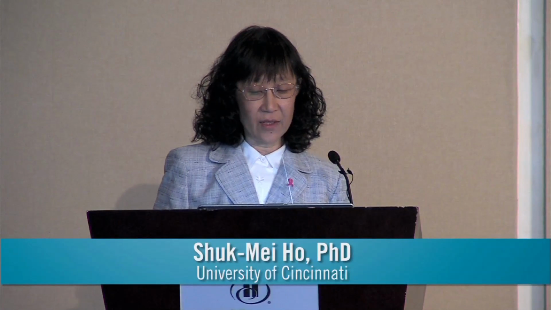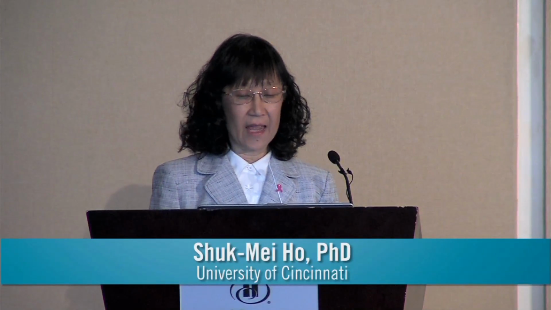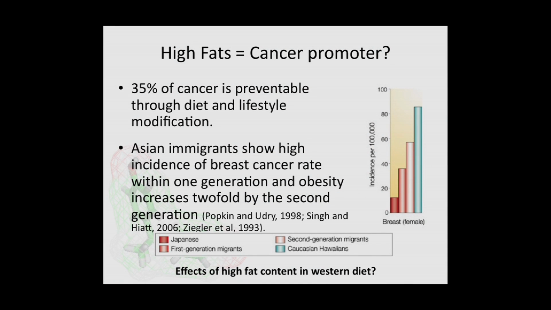So what I would like to do is to really bring up this fact. We can see that, for example, in one generation, the Asian American immigrants from Asia have very low breast cancer risk. And then with each generation, their breast cancer risk increases. And we can clearly see that their obesity also increases within the second generation. So many of these are perhaps related not just to genetics, but perhaps to other factors such as the environment. And we know that collectively, 35% of cancer can actually be modified or changed by diet.